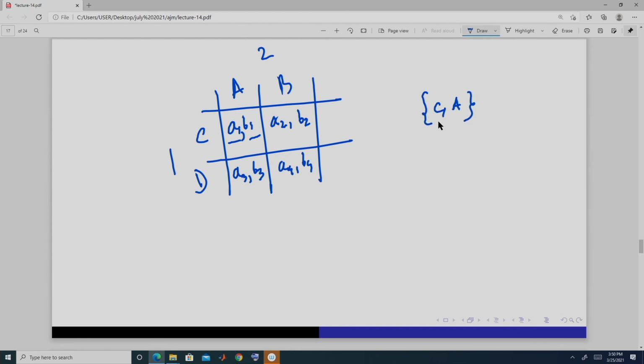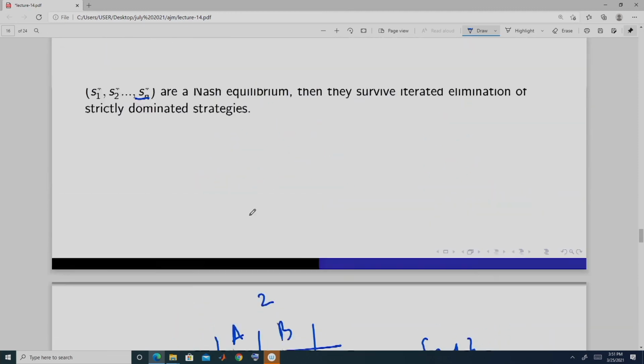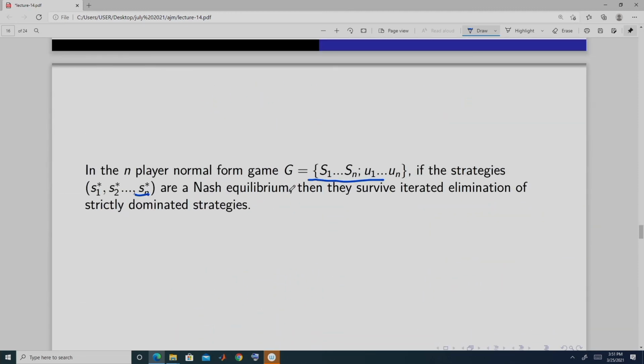So, if this is a Nash equilibrium, it means what? B1 is greater than B2 and A1 is greater than A3. Now, if B1 is greater than B2, then in this here, this is greater than this. So, you cannot eliminate A because B1 is greater than B2, and you again cannot eliminate C because A1 is greater than A3. So, therefore, this survives the iterated elimination of strictly dominated strategies. That is why this is an example of this result. Okay.